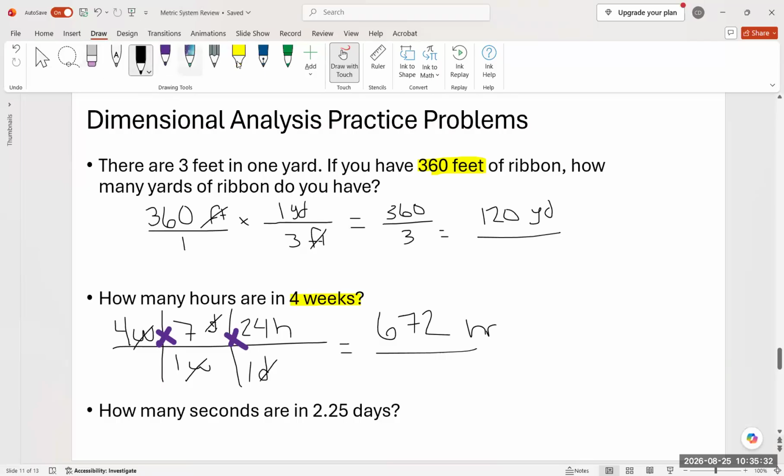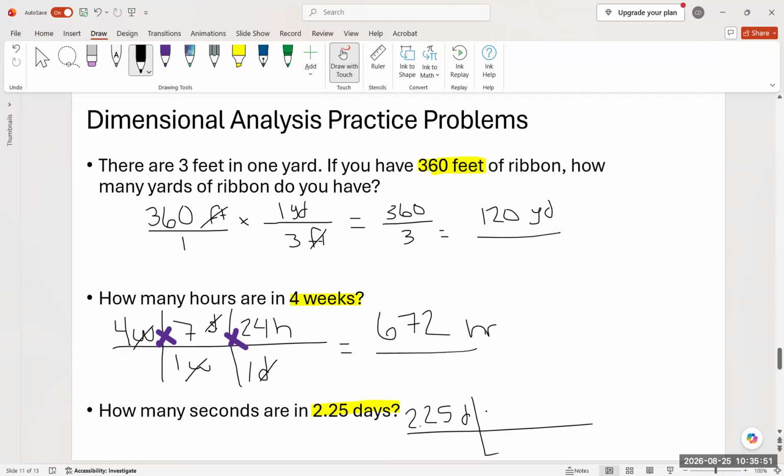All right, so let's do this last one. How many seconds are in 2.25 days? So we are given 2.25 days, and I need to know how many seconds. That's going to be quite a bit of space.